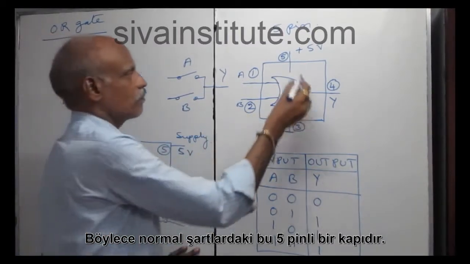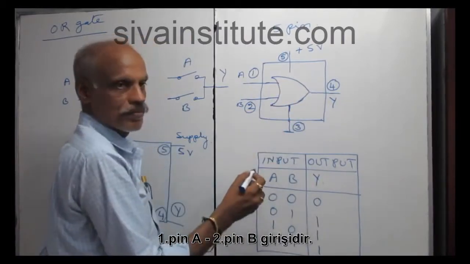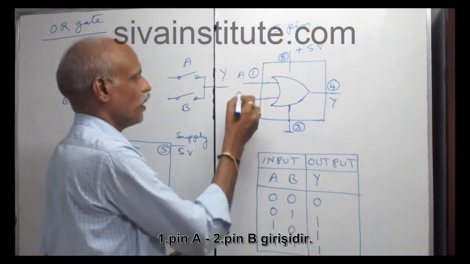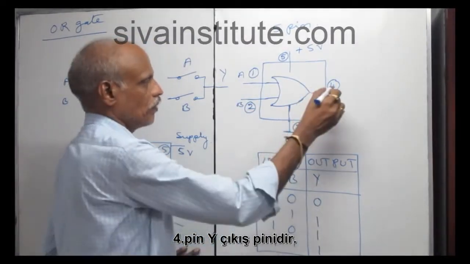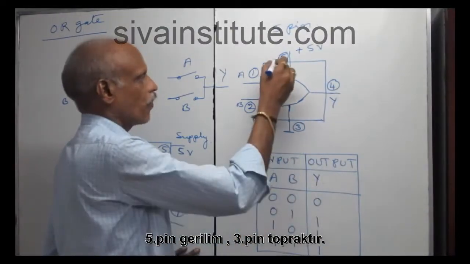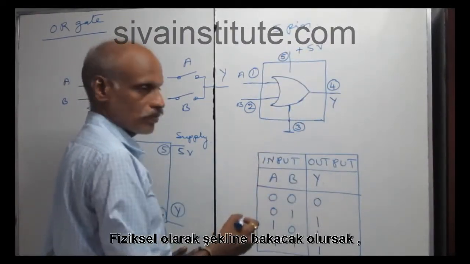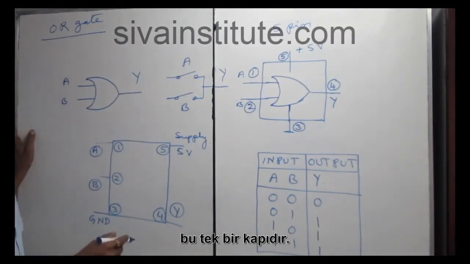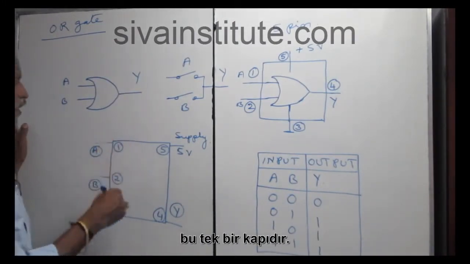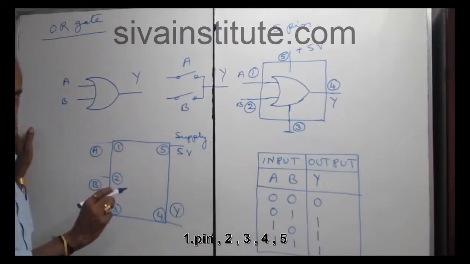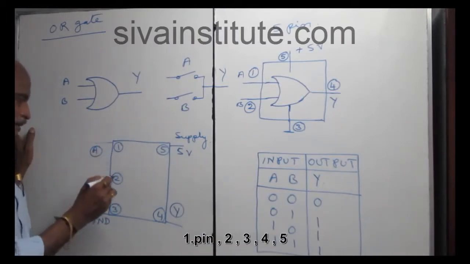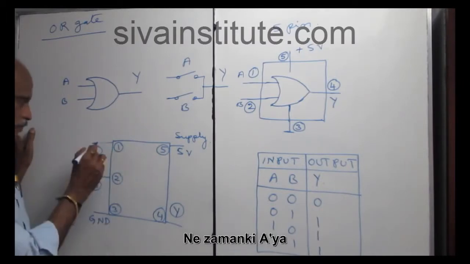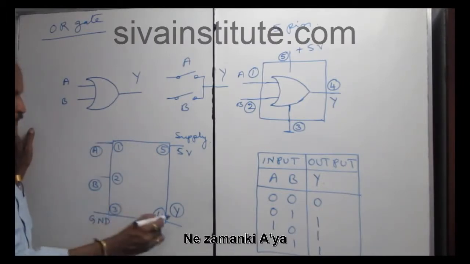So this is a 5-pin OR gate. Pin number 1 and 2 are A, B inputs. Pin number 4 is Y. 5 is supply, 3 is ground. In physical appearance, this 5-pin single gate is a single OR gate. This is pin number 1, 2, 3, 4, 5: A, B, Y.